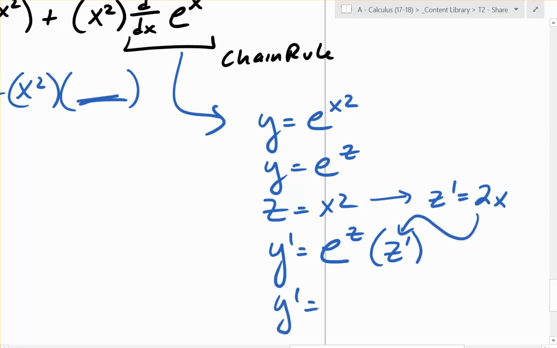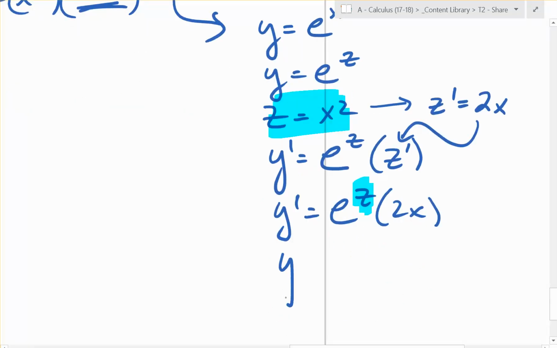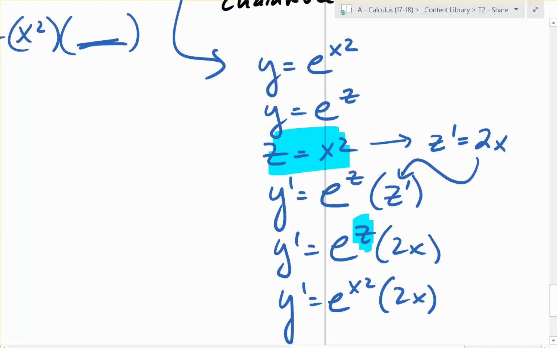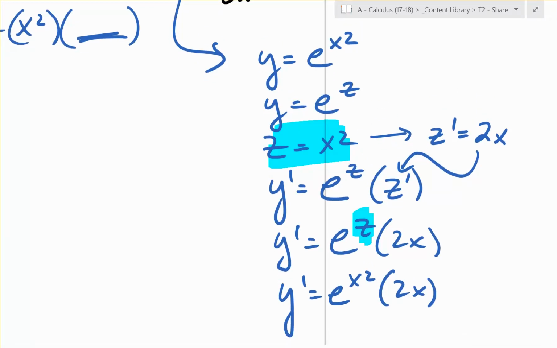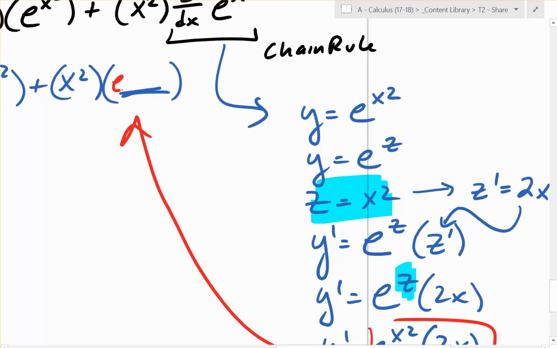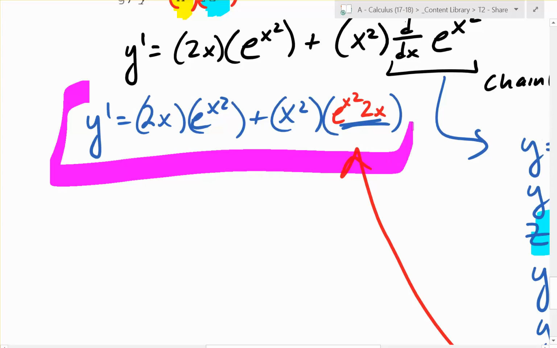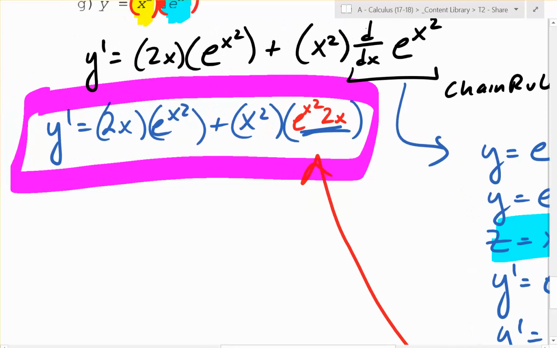So you have y prime is equal to e to the z times 2x. But z, remember, is x squared. So therefore, y prime is equal to e to the x squared times 2x, which is exactly what we wanted. So this goes right up there, which is e to the x squared times 2x. So that would be our final answer right here. So this one example is there to show you the chain rule could happen inside the product rule.